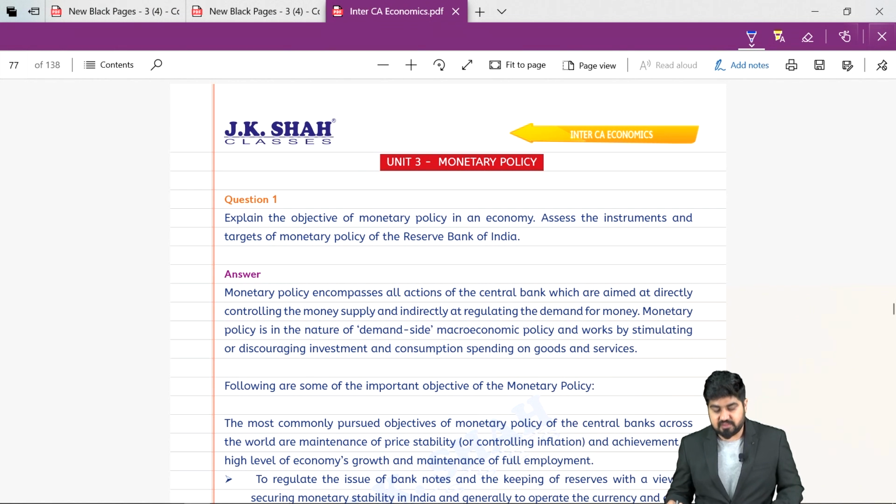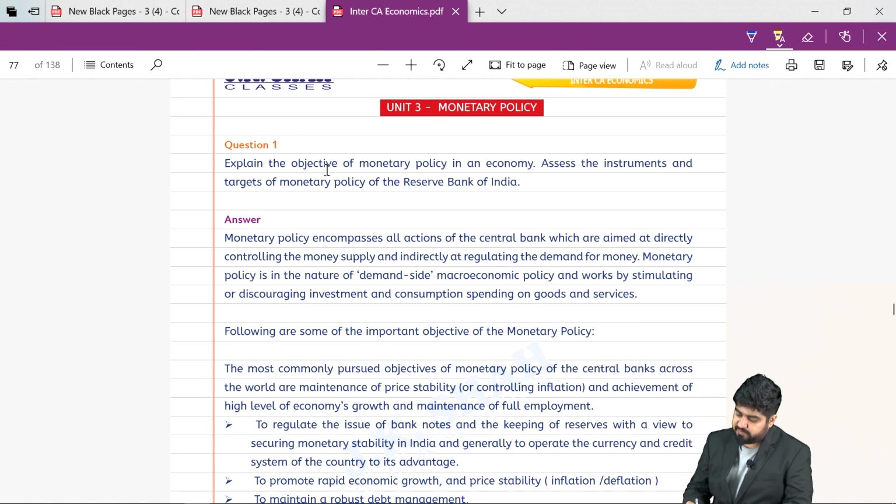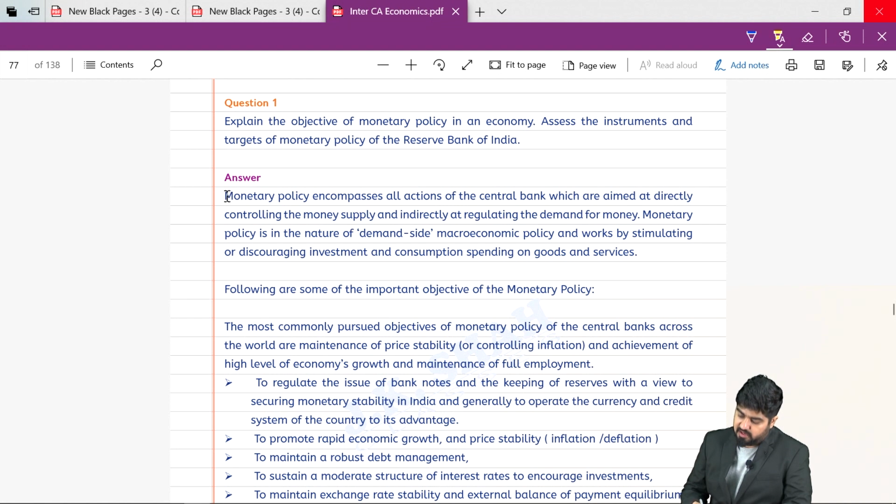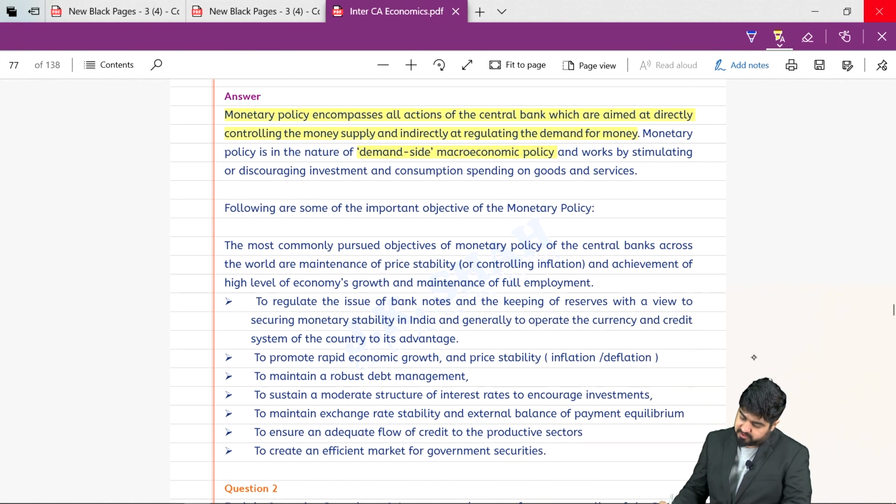Let's have a look at the theoretical part which is given, the question answers. Monetary policy: explain the objectives of monetary policy in an economy, assess the instruments and targets. It encompasses all the actions of the central bank which are aimed at directly controlling the money supply and regulating the demand for money. Monetary policy is in nature a demand side macroeconomic policy because it influences our aggregate demand. What are the objectives?